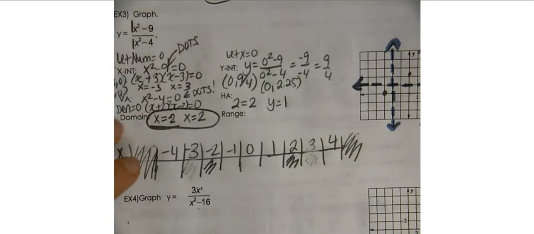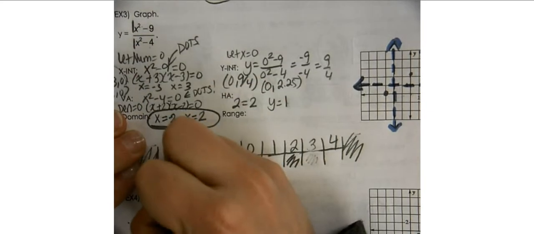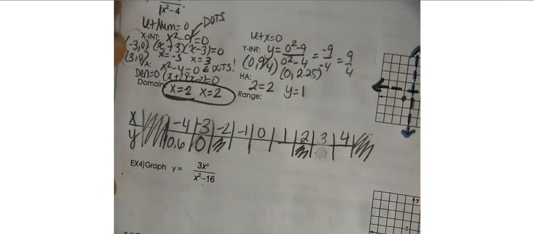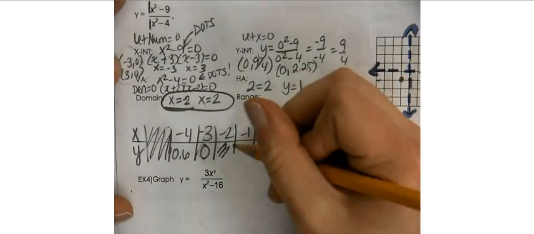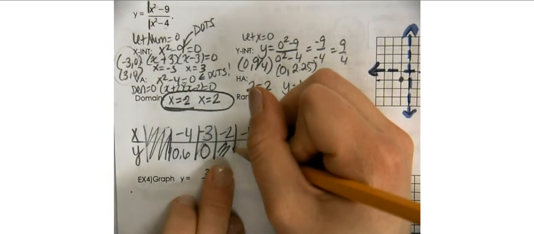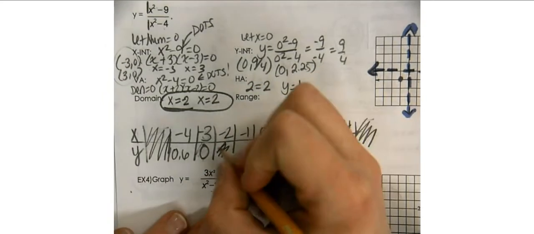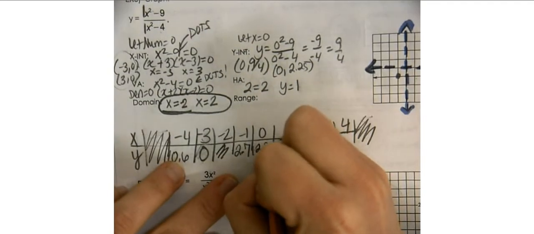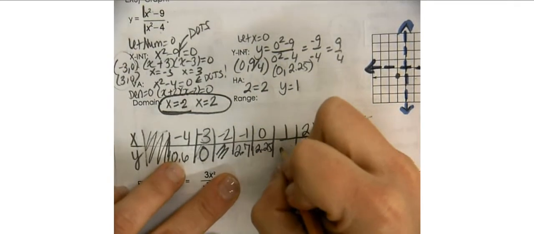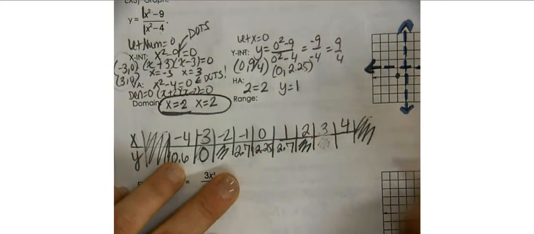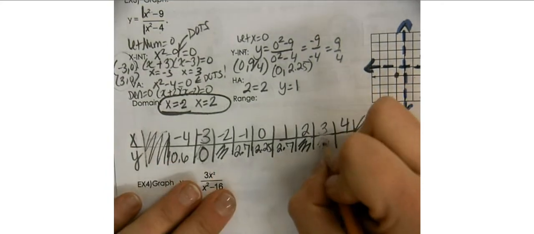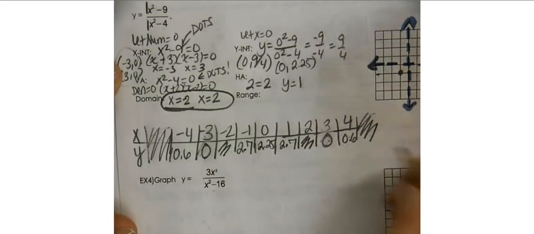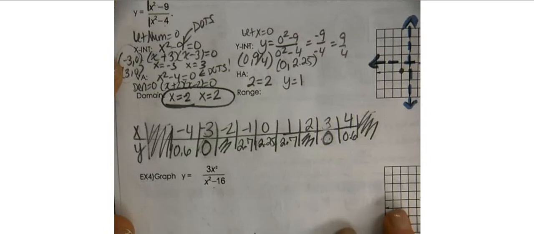And at -4, we have 0.6. And at -3, we already know that that is 0 because (-3, 0) is our x-intercept. -2 is my vertical asymptote. At -1, we have 2.7. At 0, we have 2.25. For 1, we have 2.7. For 3, we have 0 because that's our x-intercept, and for 4 we have 0.6. So those are the values that we're going to use.